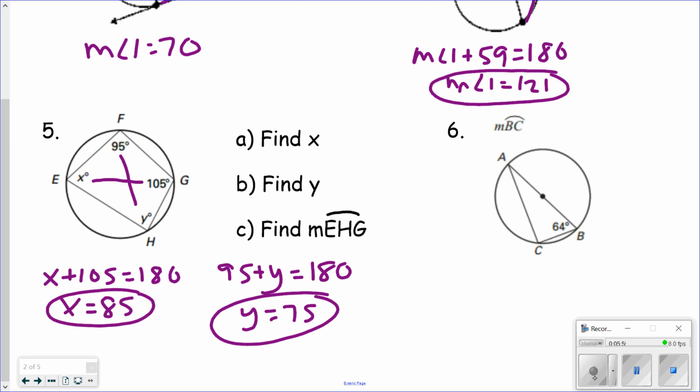Next, we want to find the measure of arc EHG. If we look at our circle, we notice that this angle is inscribed in that arc. So I'm just going to take this angle measure here and double it, and that will give me the measure of arc EHG. And so we end up getting that that arc measure is 190.